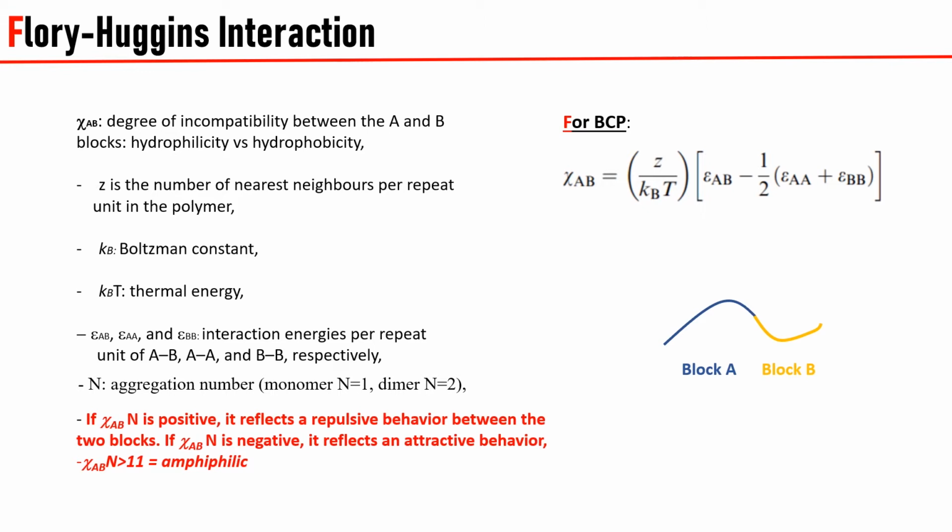When N equals 1, it's a monomer. When it's a dimer, N equals 2, the number of molecules per aggregate. If you multiply chi AB by N, you have information on whether it is an amphiphilic molecule that can self-assemble. If chi AB multiplied by N is above 10 or 11, it's an amphiphilic molecule that can self-assemble into aggregates.